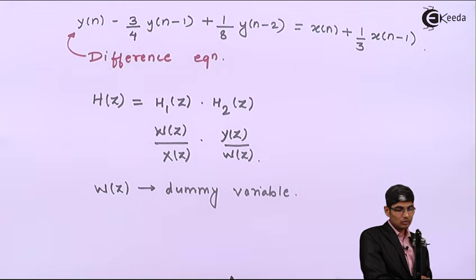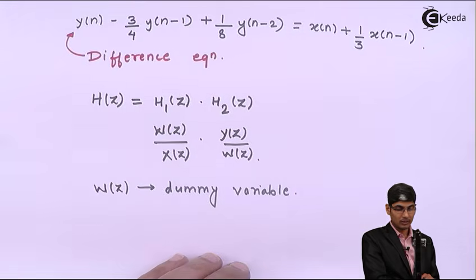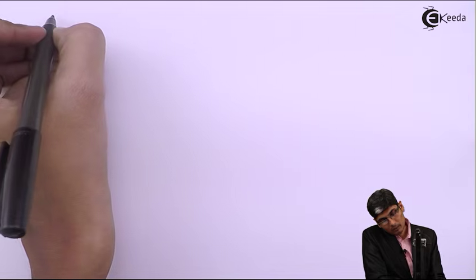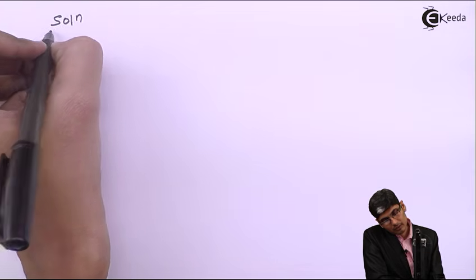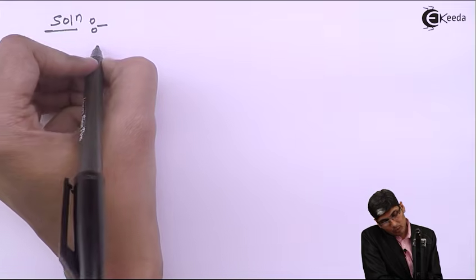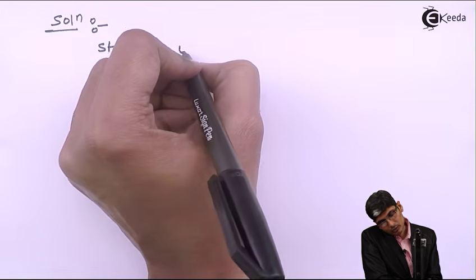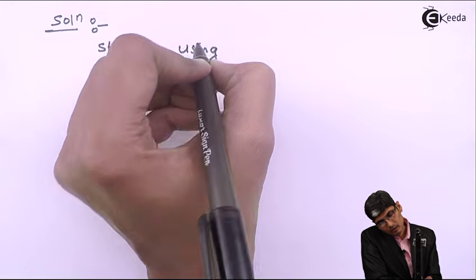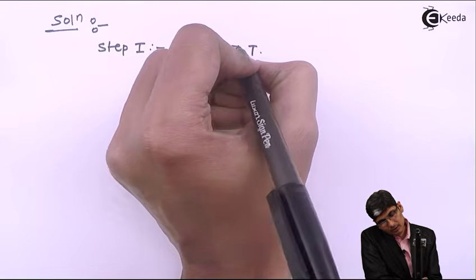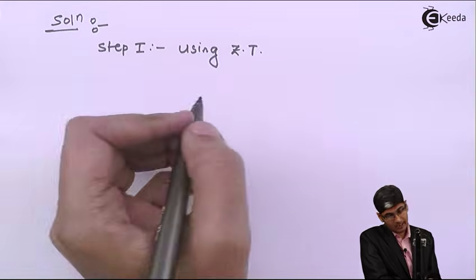So to get H of z, first I need to apply the z transform on the given difference equation. So always, whenever a problem is given and the starting of the problem is a difference equation, step 1 will be using the z transform. I will always use the z transform to get my H of z.